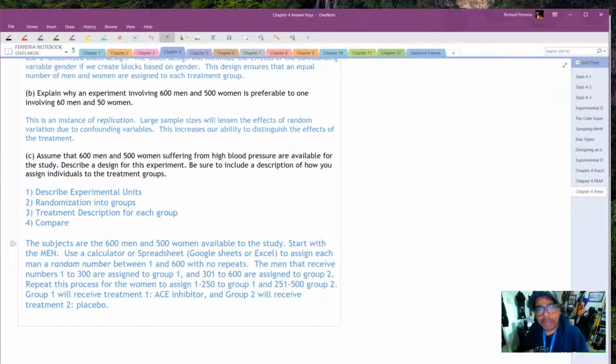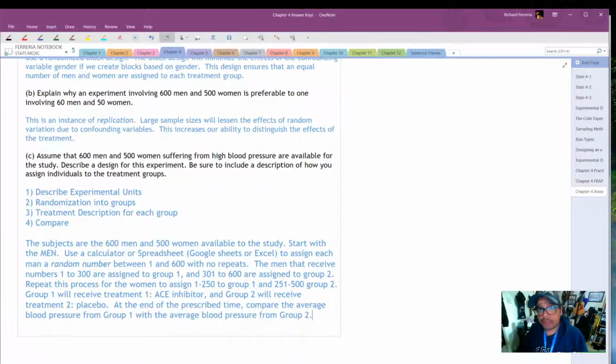Okay, compare. What are we going to compare? Well, we're going to compare the average blood pressure, right? So at the end of our prescribed time, we're going to compare the average blood pressure from group 1 with the average blood pressure from group 2. So we described our units. We randomized into groups. We described the treatment for each group. And then we gave an idea about what to compare at the end of the experiment. And that's our experimental design.